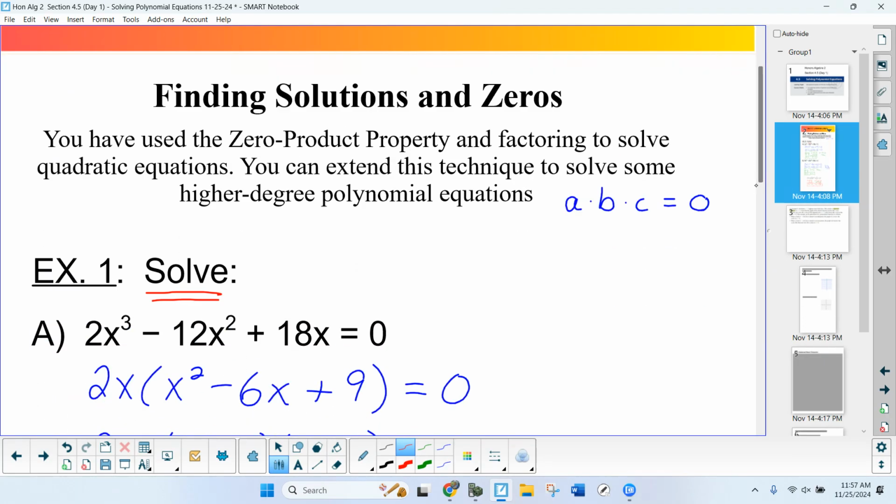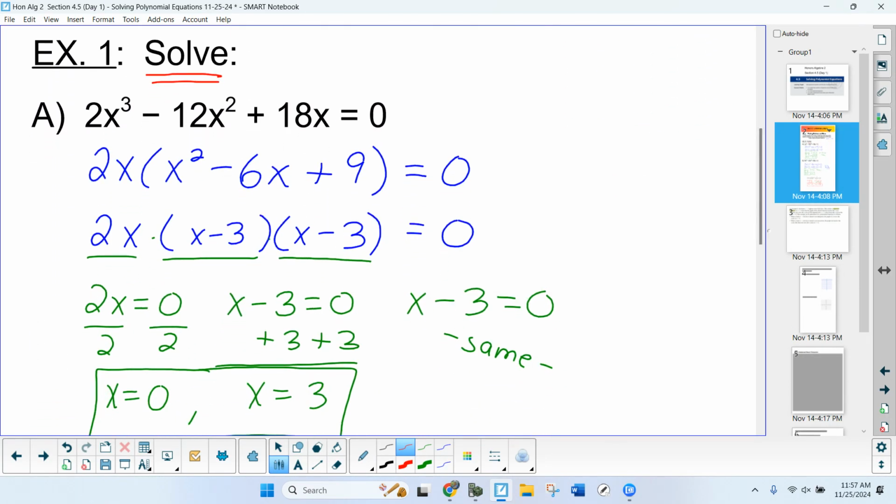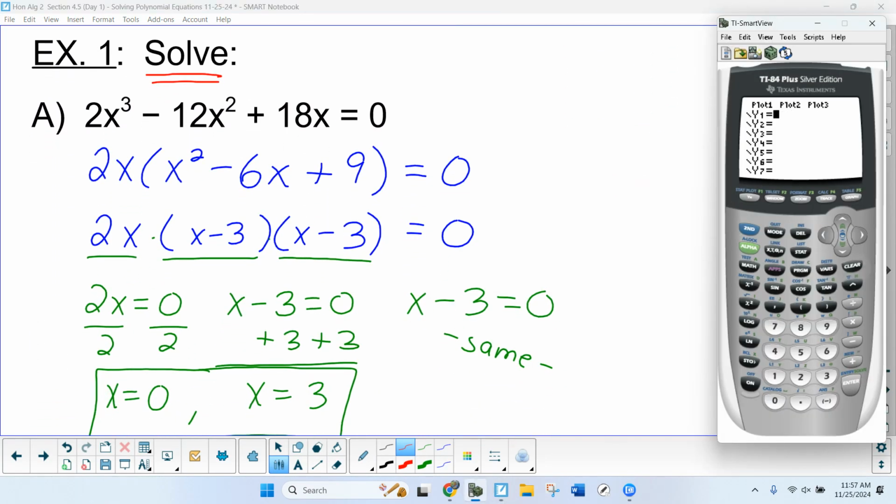So let me show you once with this. I'm going to put this graph in. You guys can just watch. You don't have to put this in your calculator. I'm just going to put 2x to the third minus 12x squared plus 18x. And I'm going to go zoom 6. And we're going to take a look at this graph.